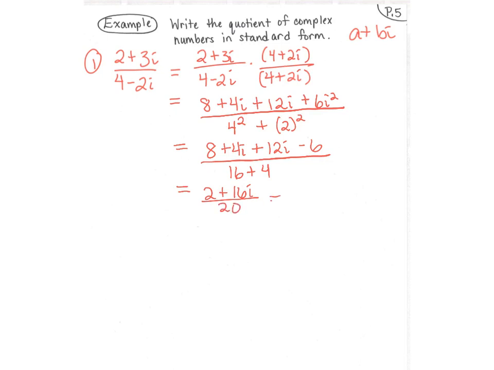So that's equal to 2 over 20 plus 16i over 20. Simplify that. You get 1/10 plus 4/5 i. And this is in standard form. And that's it.